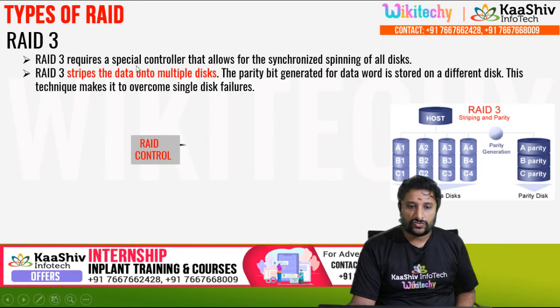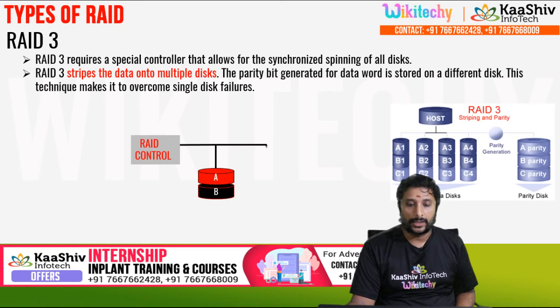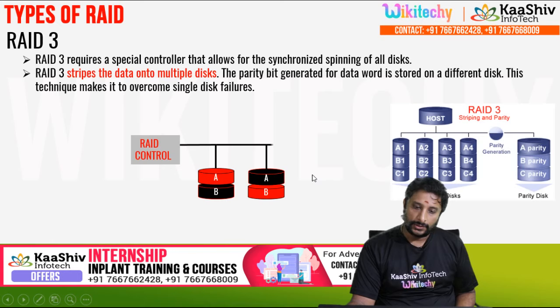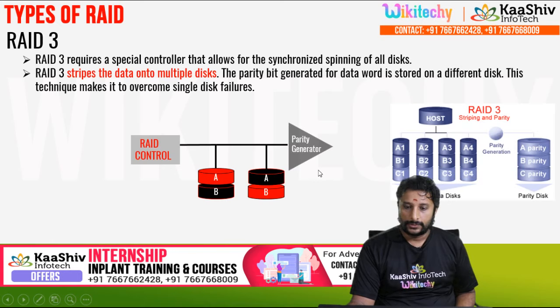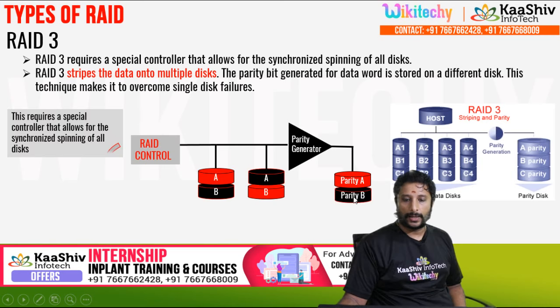It stripes the data onto multiple disks. They call it RAID 3. So you got the data here, the data here. Now I got a parity generator, and it's a common one, a common generator for everyone. So parity A for this guy and parity for this guy.